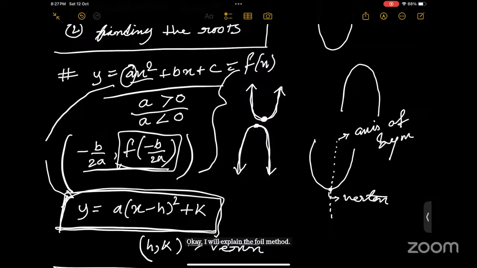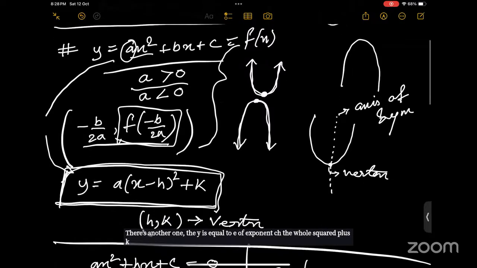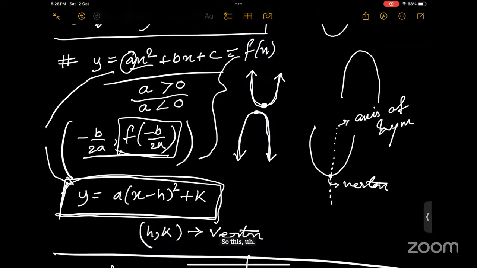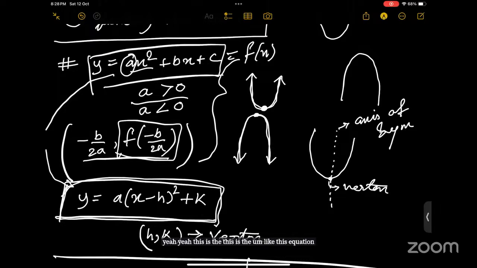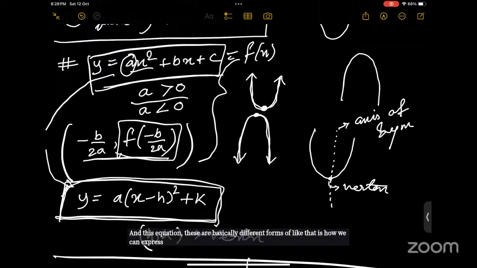Ma'am, this other one, y is equal to a of x minus h the whole square plus k. I don't know how it is derived. I can understand the vertex, but how do we arrive at this form? This equation and that equation are basically different forms, different ways to express the equation. If we have the equation in the standard form, we can express it in this form.